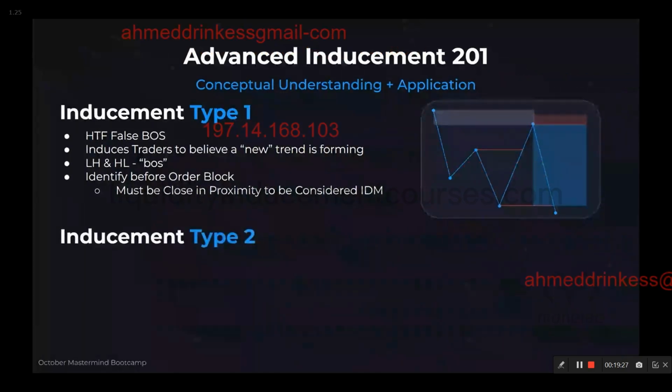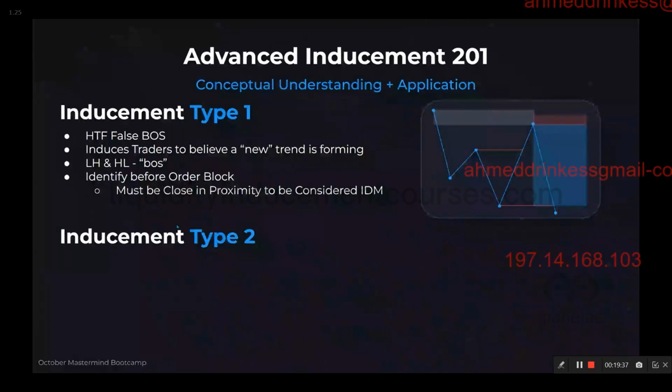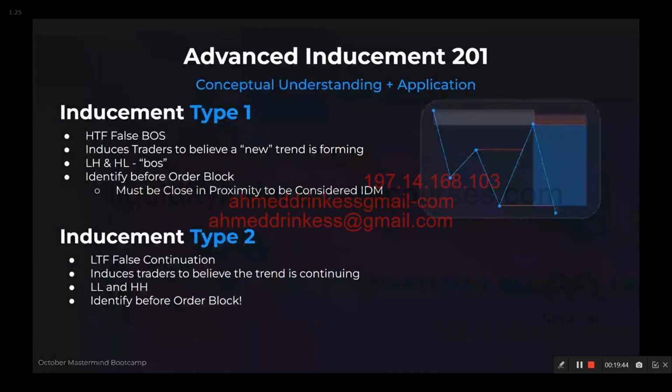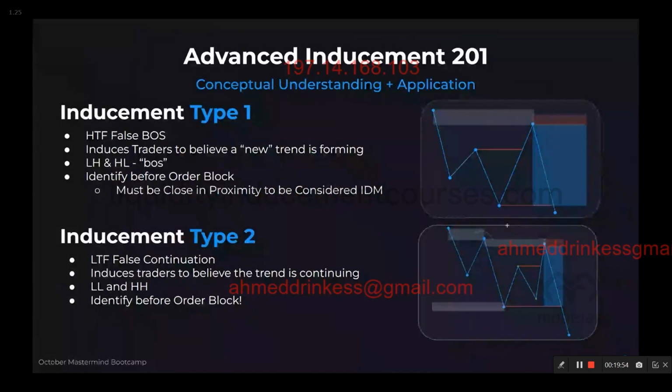Awesome. All right, type 2, right? Type 1 is what we consider a continuation inducement, because SMC looks for reversal trades due to a BOS. Type 2 inducements are our reversal inducements, or rather the continuations that SMC sees. So in this scenario, type 2 inducements do the same thing, but we use them for reversals.